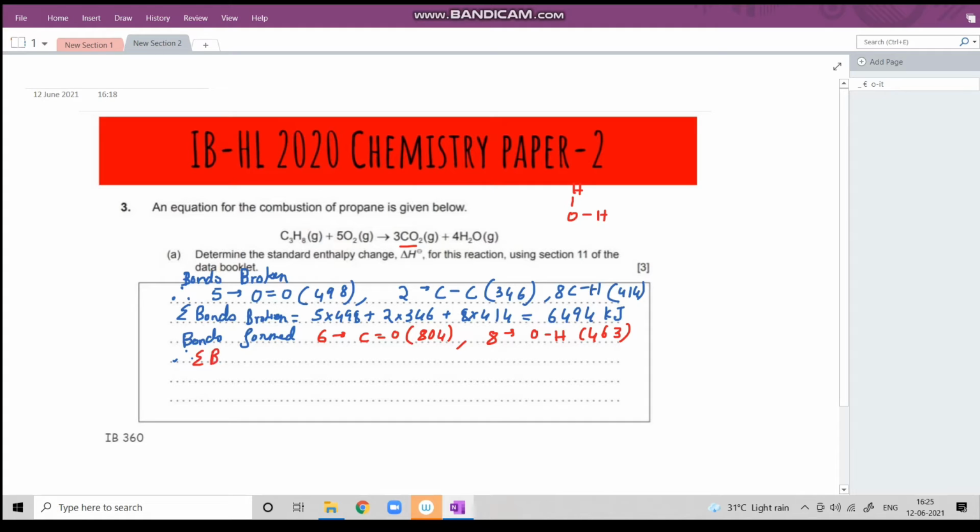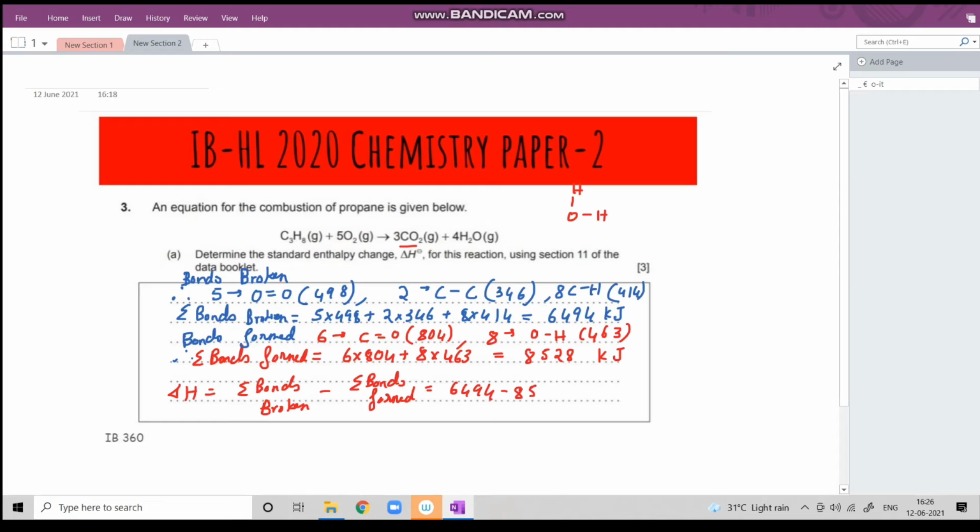The summation of bonds formed would be 6 times 804 plus 8 times 463. This comes out to be 8528 kilojoules. Now delta H is defined as the summation of bonds broken minus the summation of bonds formed. So it would be 6494 minus 8528. The final answer here comes out to be minus 2034 kilojoules. This is the answer to this question.